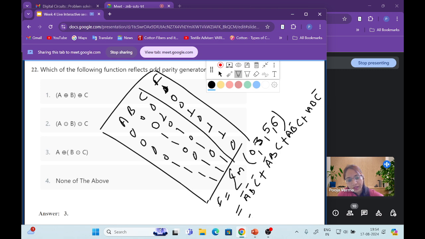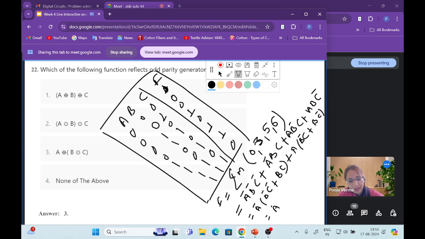Now take common terms. Here A' will be common, so B' C' plus B C. Again, A is common in both, so A (B' C plus B C'). Okay, right? Now, what are the representations?